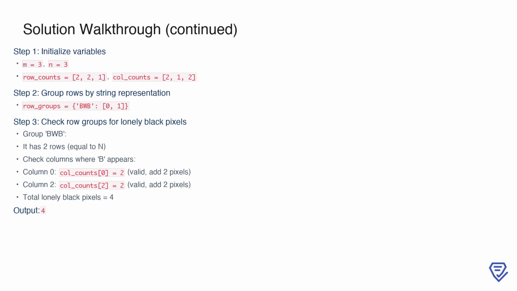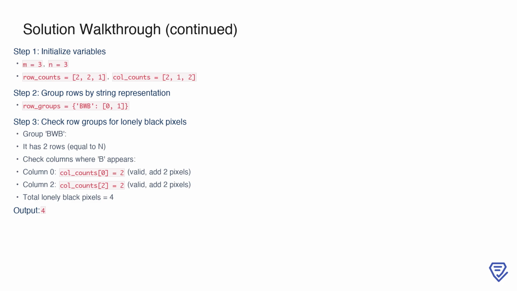In this final example, the input picture remains a 3x3 grid, but n is now 2. We start by initializing the dimensions, 3 rows and 3 columns. The black pixel counts for rows are 2, 2, 1, and for columns, they are 2, 1, 2. Next, we group the rows by their string representation. The first 2 rows share the pattern BWB, so row_groups becomes BWB, 0, 1. The group BWB has 2 rows, which matches n, making it a valid candidate.